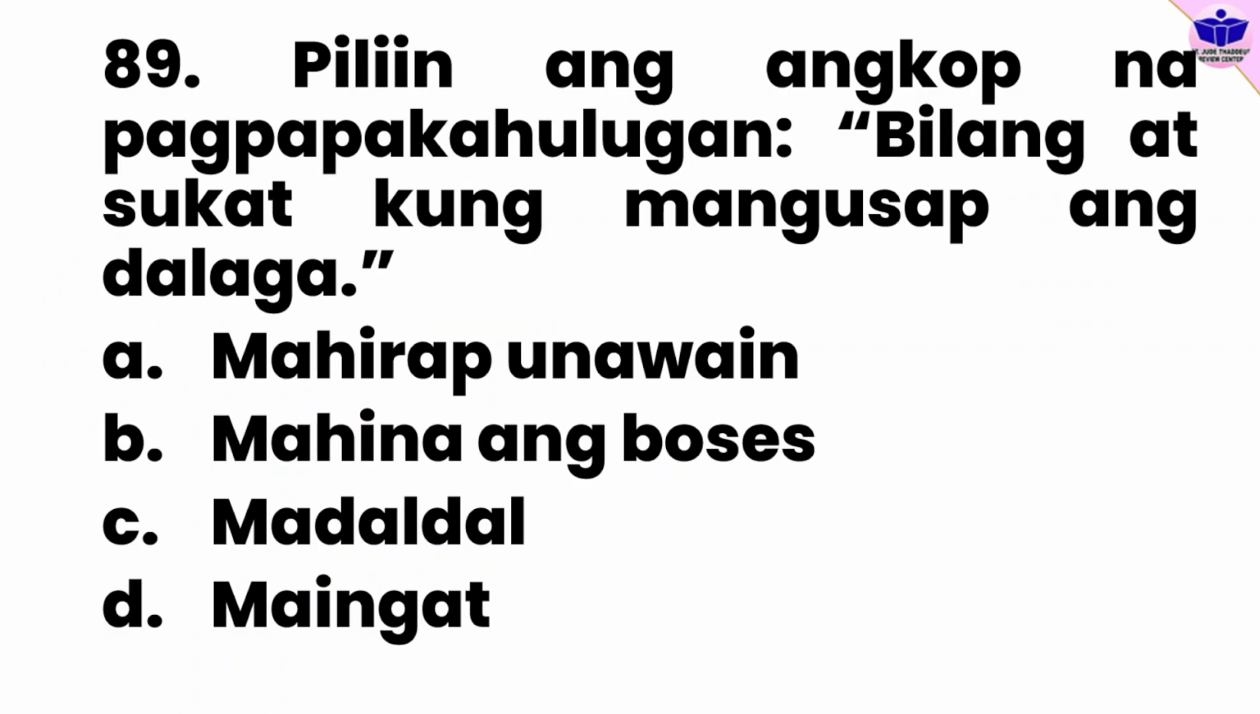Okay, 89. Piliin ang angkop sa pagpapakahulugan. Bilang at sukat kung mangusap ang dalaga. A. Mahirap unawain. B. Mahina ang boses. C. Madaldal. O D. Maingat. So, bilang at sukat, kung mangusap ang dalaga, ang ibig sabihin niyan ay yes, maingat. Kung konti lang ang mga lumalabas na salita galing sa bibig ng dalaga kasi maingat na maingat siya. Hindi mahina ang boses, kundi maingat siya sa kanyang pagsasalita.